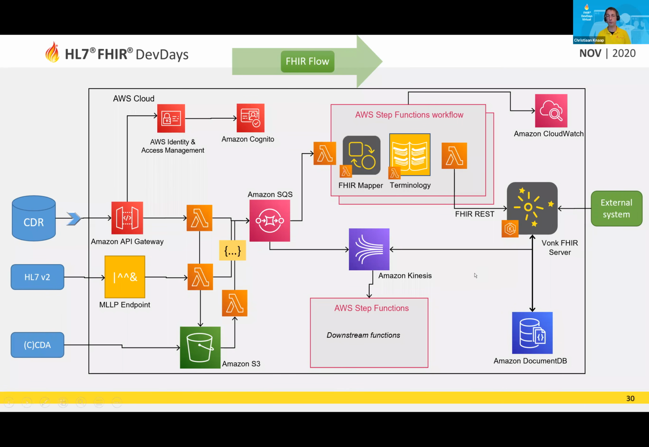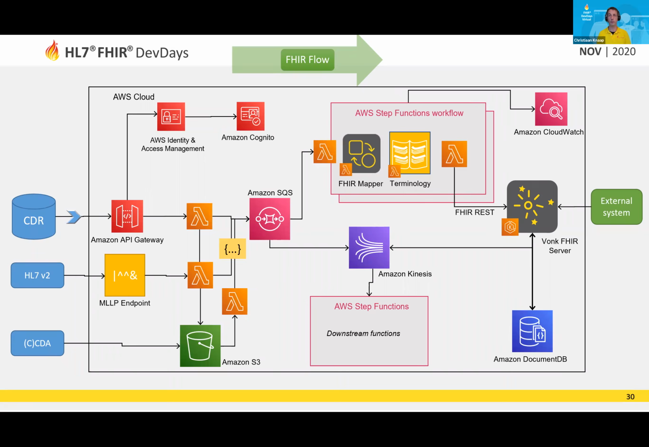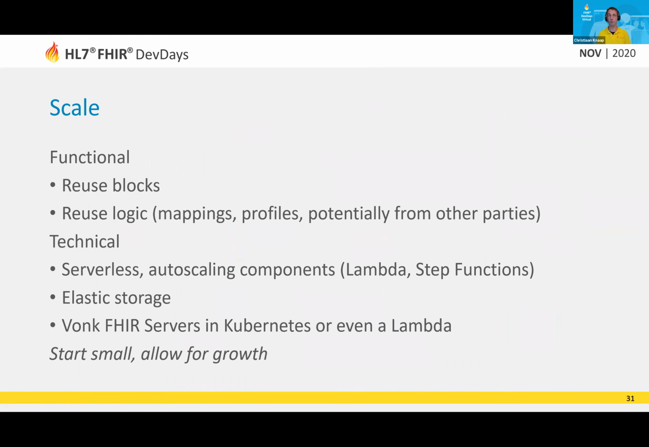Depending on the FHIR server you choose, that may be an option. In our case, Vonk will support both SQL Server and MongoDB. This is how the whole flow looks. Well, what does that mean for scalability? Because that was the original question. We provide two ways of scalability here.